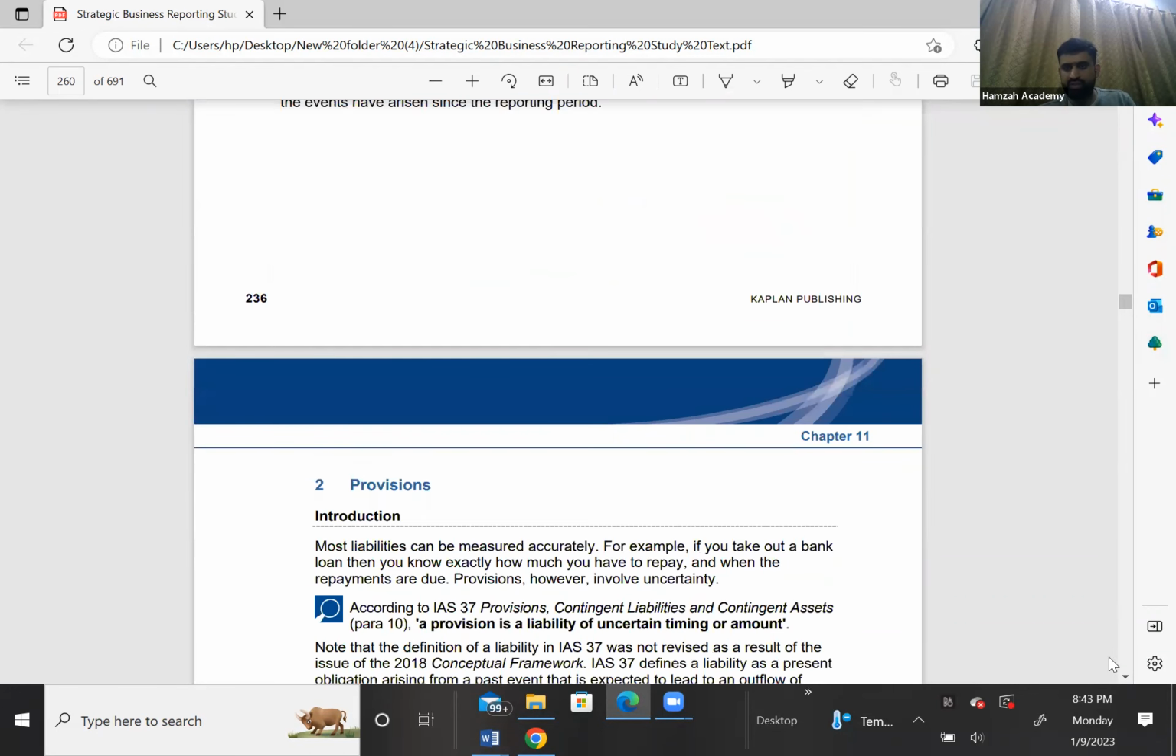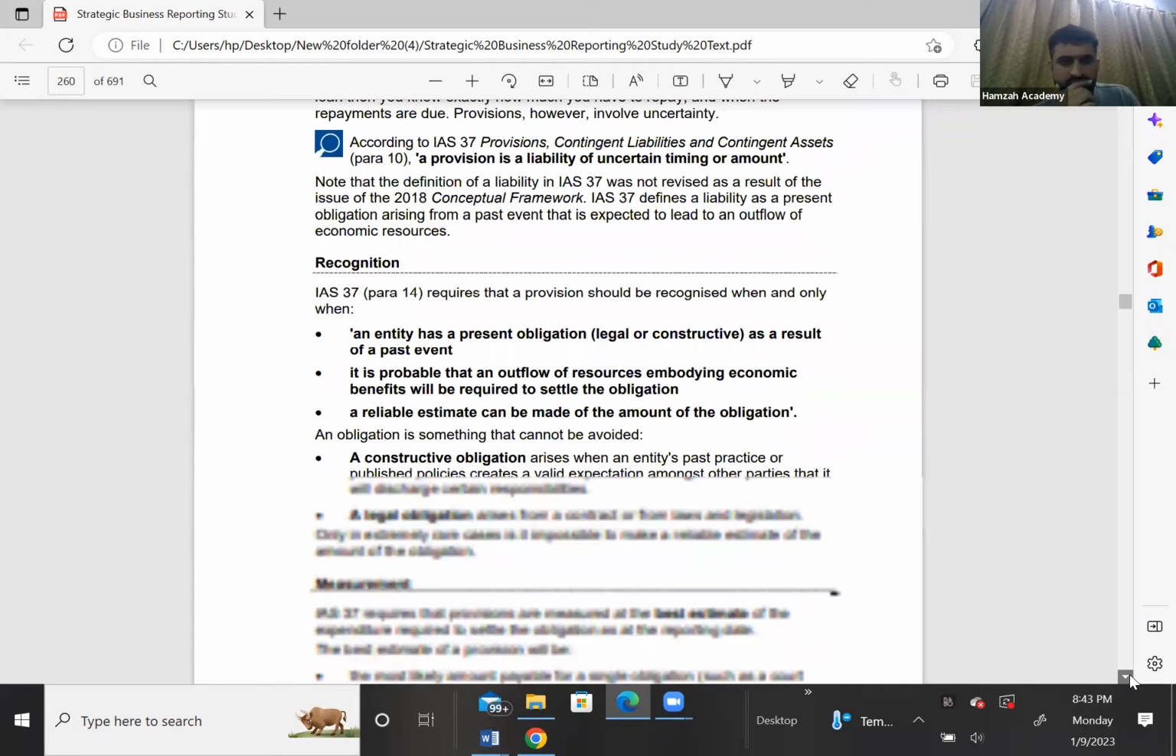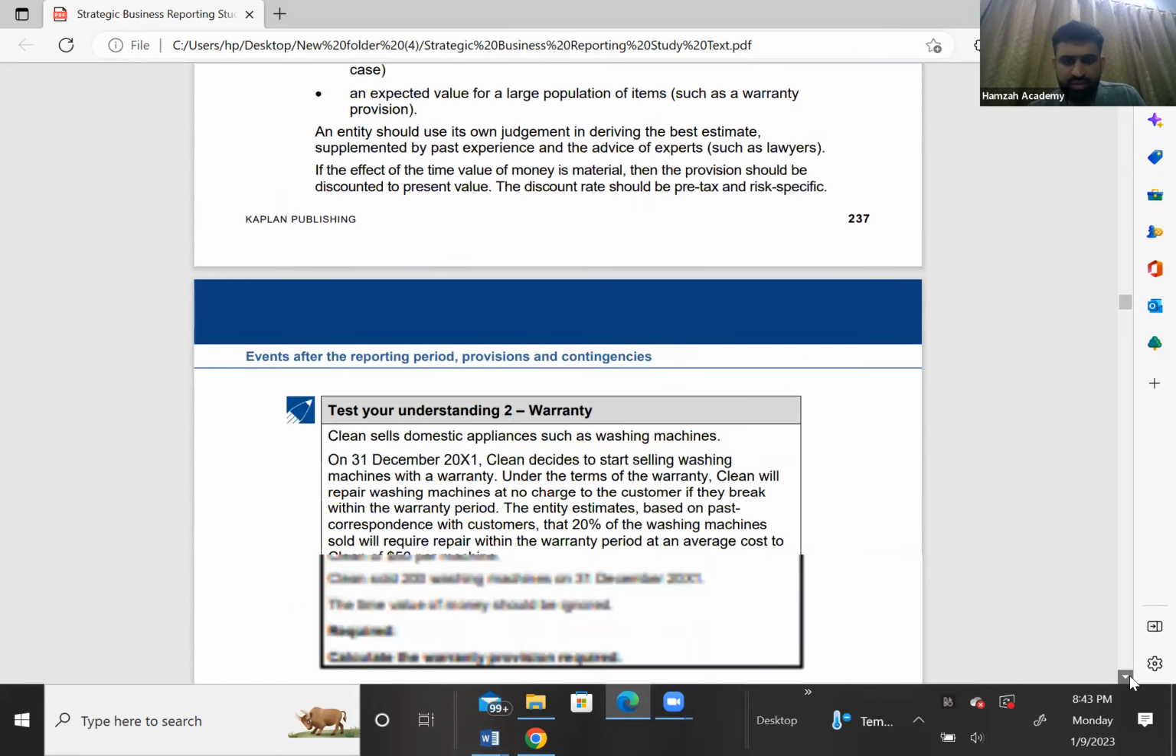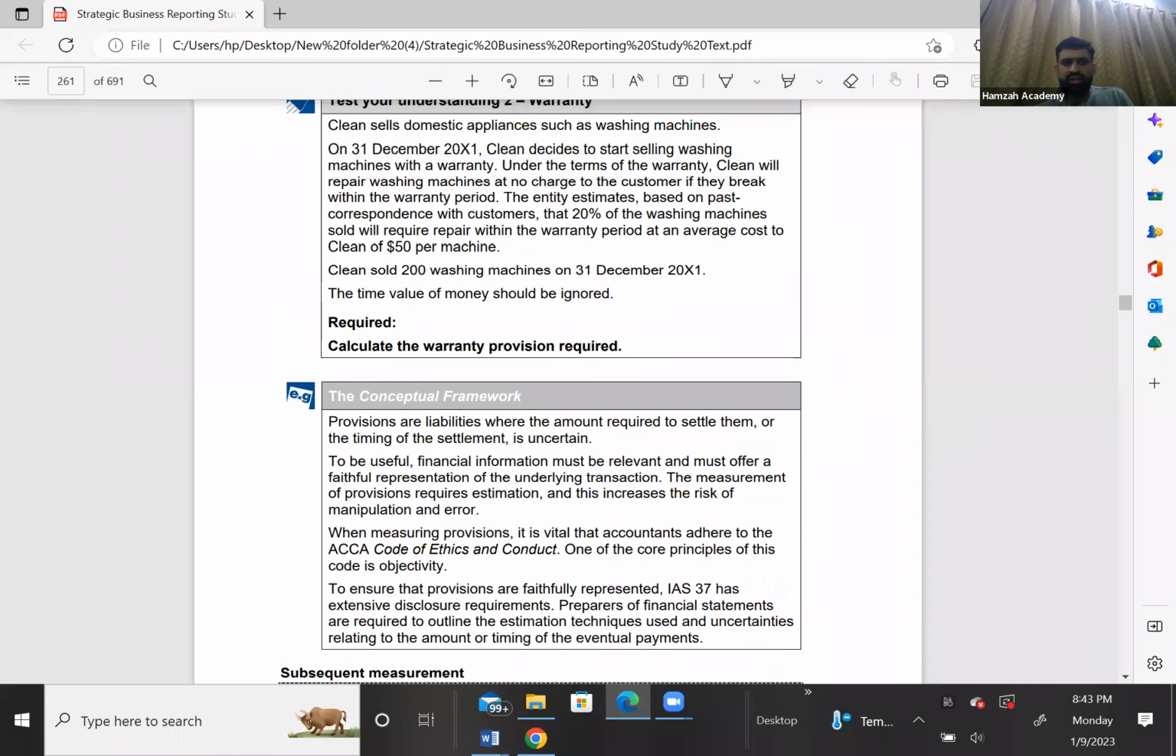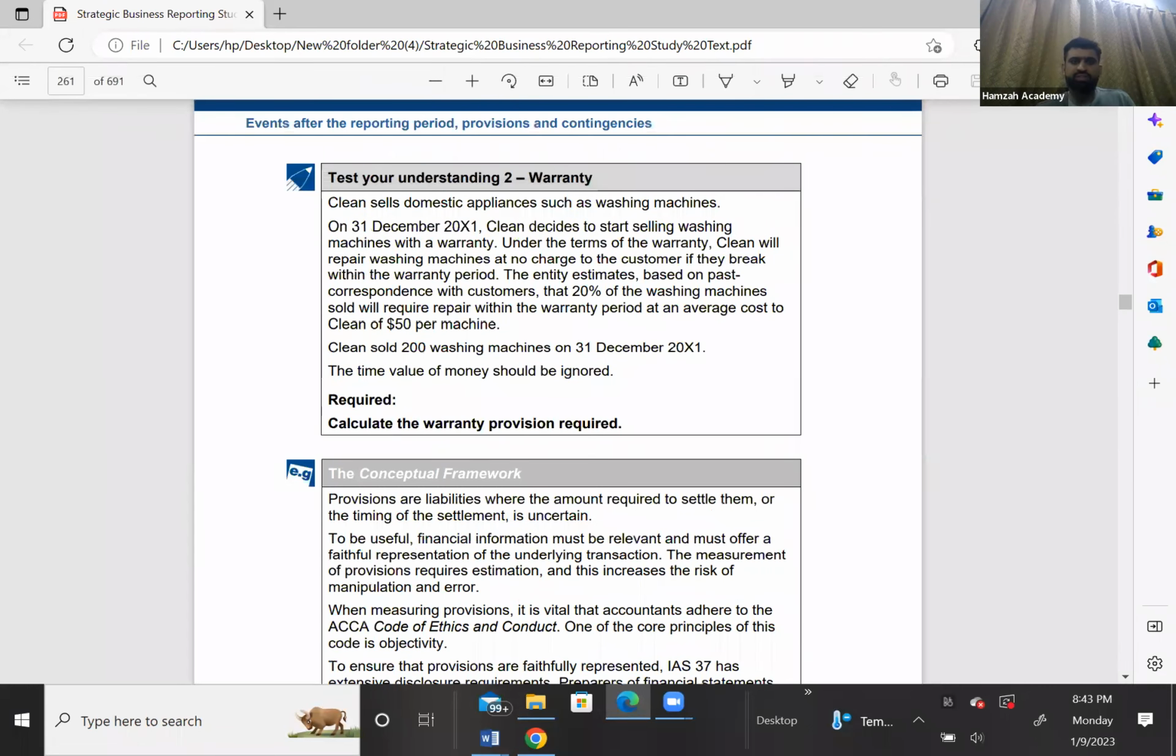So provisions, and it is about the measurement. Now look at, test your understanding too. Warranty. Please read it. Test your understanding number 2.